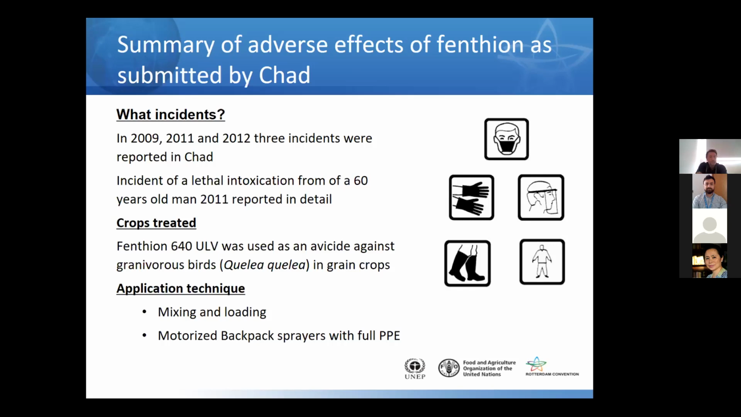In addition, there was a second lethal intoxication of an operator following handling and treatment with Fenthion that occurred also in 2009, and another operator had gone into a coma for 1 week under the same circumstances. However, the second and the third incident are not part of the incident report itself. The applicators were using motorized sprayers to treat quelea birds that were affecting the grains in Chad.